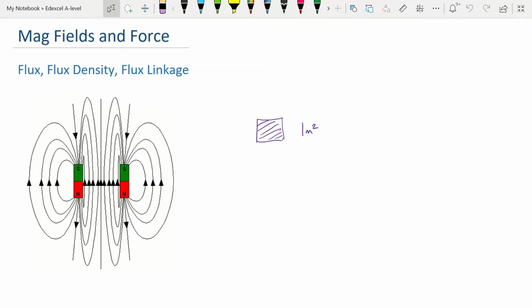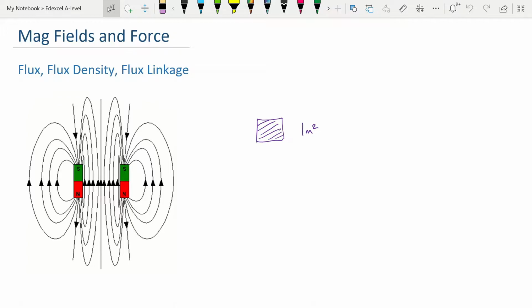Today's video is the first in our magnetic fields topic, and we're going to spend some time going through a little bit about fields that you might have done at GCSE. We're going to look at what flux is, which is a new idea for us, flux density and flux linkage, just so we were able to use those terms throughout this topic. And then we will look at what happens to charged particles when they enter a magnetic field.